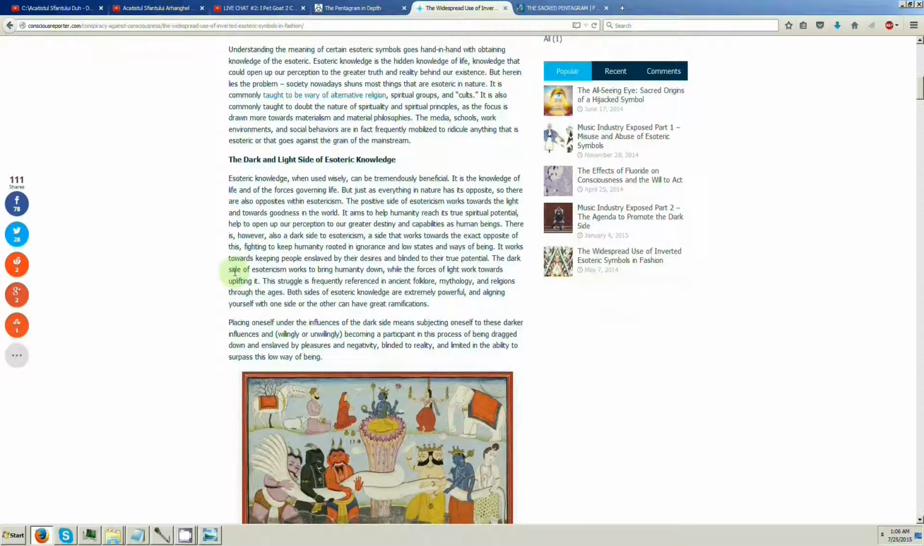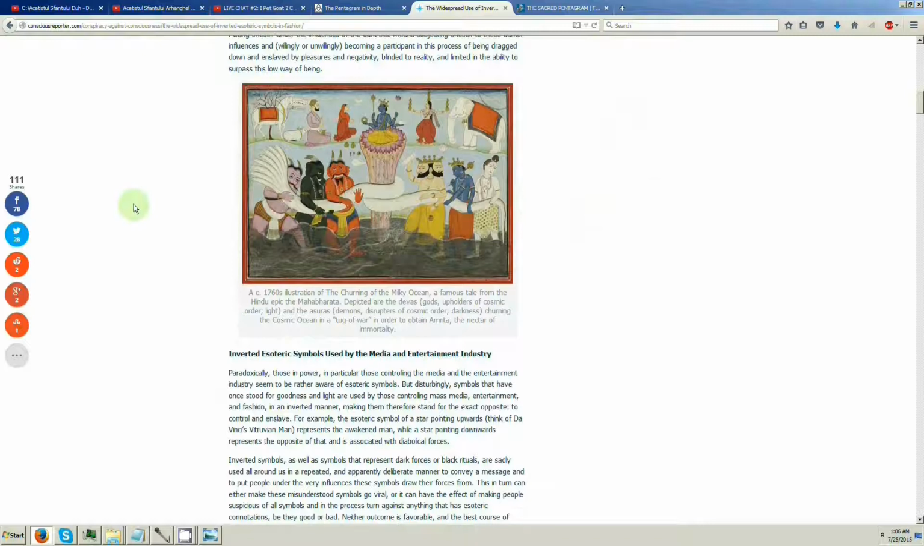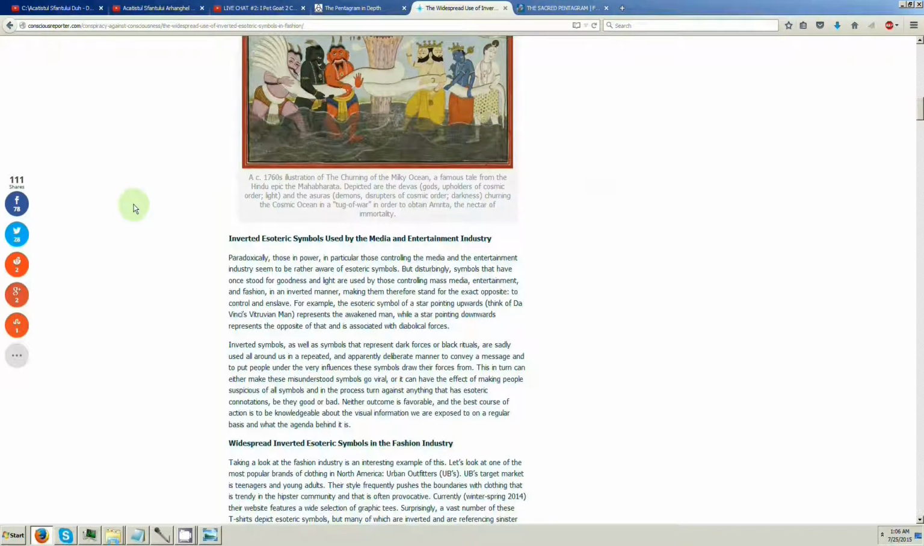The intention behind these inverted symbols, or dark symbols, if you will, is to be enslaved by pleasures and negativity and blinded to reality. Because not all these symbols are evil in themselves until you invert them. For instance, the five-pointed star with the point upwards can represent the awakened man, while the inverted star, the pentagram, represents the opposite, the ignorant man, and can be associated with diabolical forces.